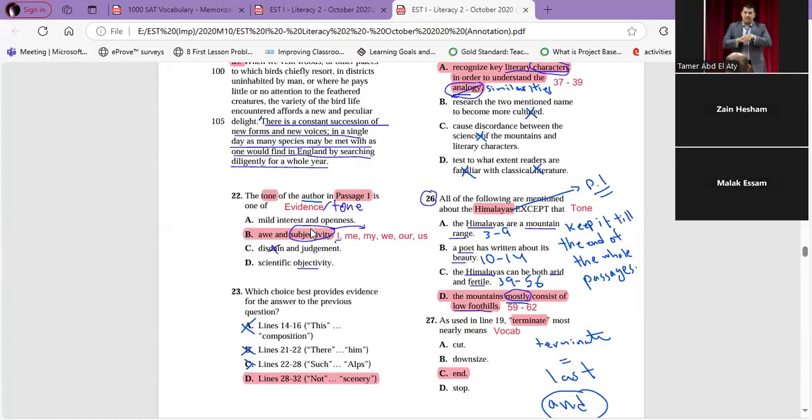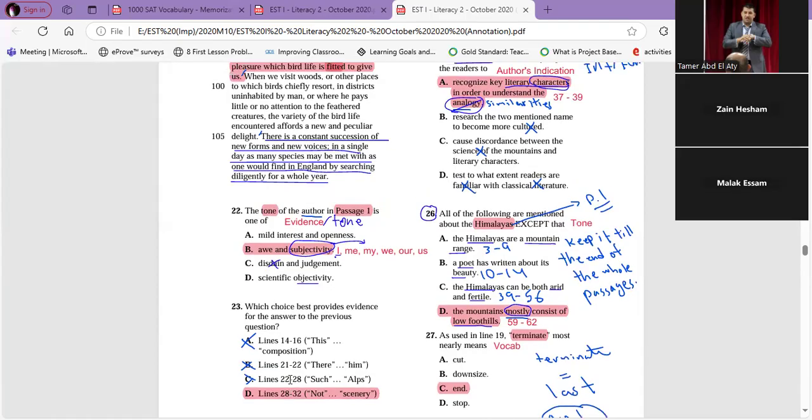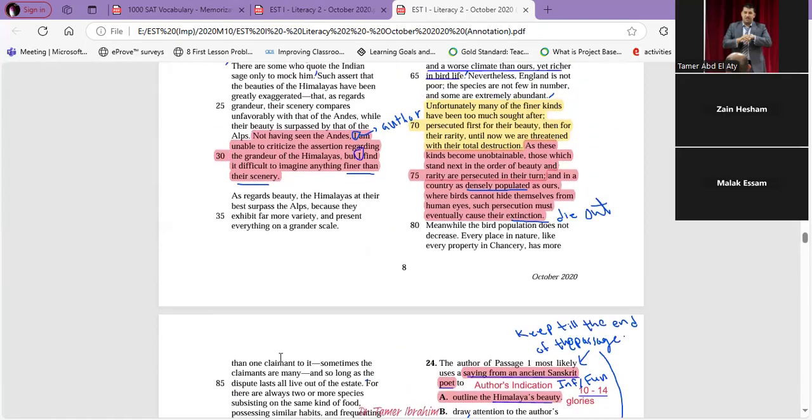Let's find out. Mild interest? Again, it doesn't show mild interest, because it doesn't show any. It's a kind of comparison. Disdain, judgment? No. Scientific objectivity? It doesn't write anything scientific, just a comparison according to love. The last one, from 28 till 32, from not till scenery, not having seen the Indies.